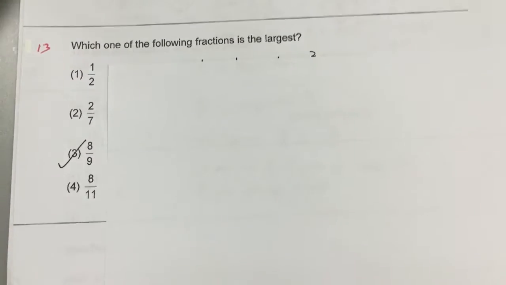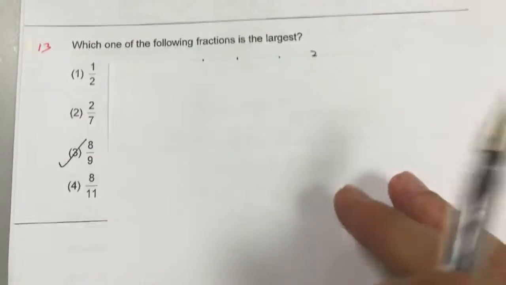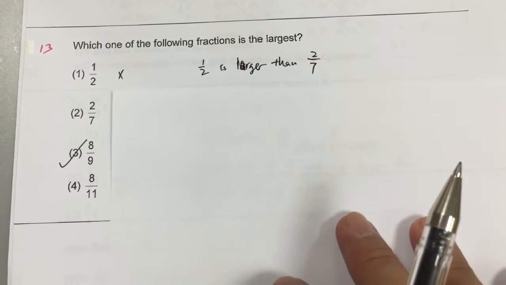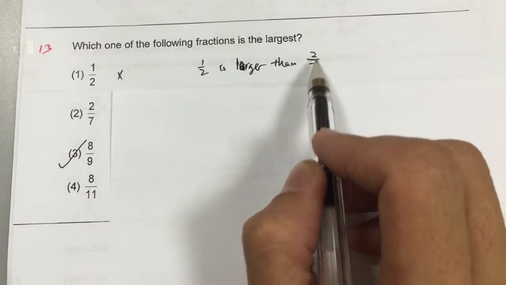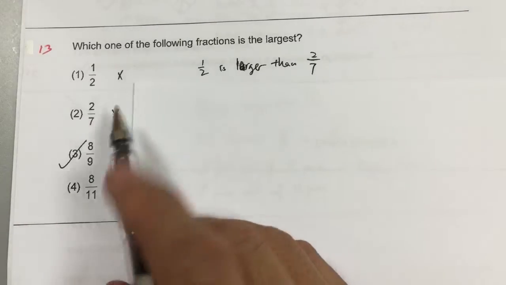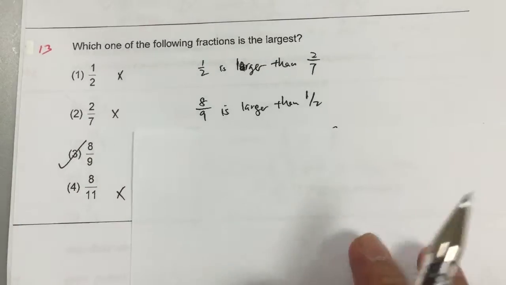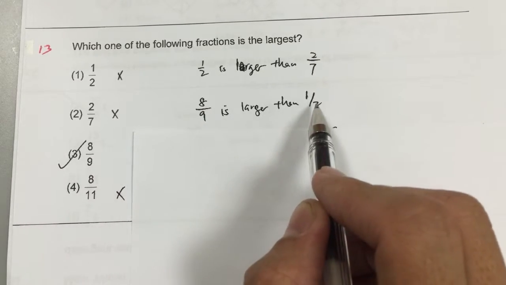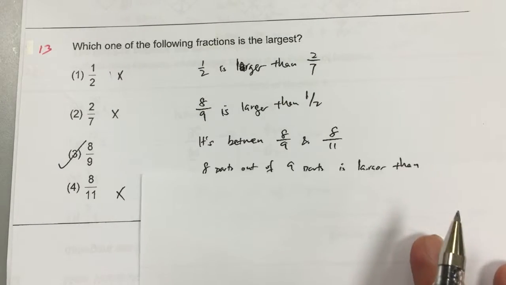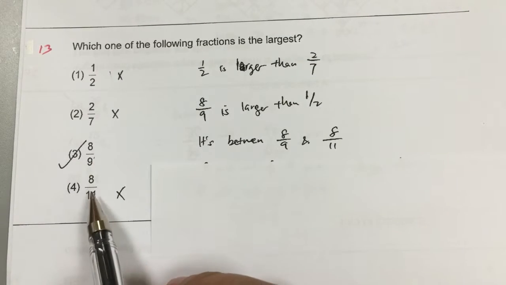Carry on with question 13. Which of the following fractions is the largest? So you check. Half is larger than 2 over 7, so 2 over 7 will be out. Cross out. 8 over 9 is larger than half, so half will be out. So it's between 8 over 9 and 8 over 11.